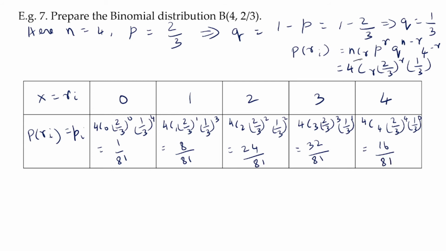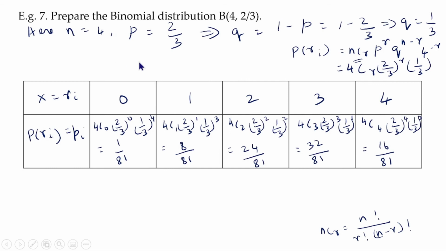I hope this nCr formula is remembered by everyone. nCr, you must study in combinations. It is n factorial by r factorial into n minus r factorial. So using this, here we can see that 4c0 will be 4 factorial by 0 factorial into 4 minus 0 factorial. So 4 factorial by 4 factorial will be 1. So this one will be (1 by 3) the whole raised to 4, 1 by 81. Like that, each of these, if we simplify, we will get these values.